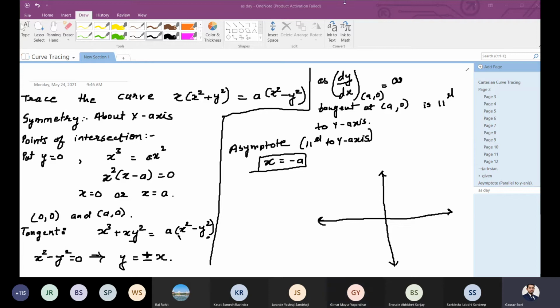You're right. So I draw the curve now. Everyone, please concentrate on how I'm doing it. First of all, plot the things that you have. For example, our curve is symmetric about the x-axis, so I will just draw the upper curve. Then the points of intersection.